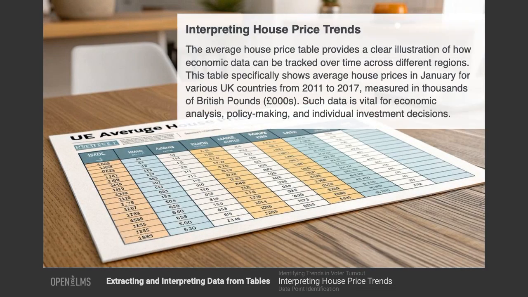Interpreting house price trends. The average house price table provides a clear illustration of how economic data can be tracked over time across different regions. This table specifically shows average house prices in January for various UK countries from 2011 to 2017, measured in thousands of British pounds. Such data is vital for economic analysis, policy making, and individual investment decisions.